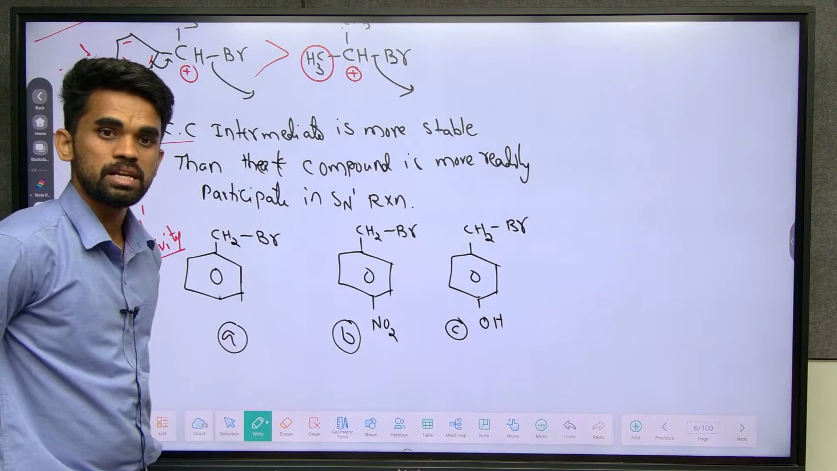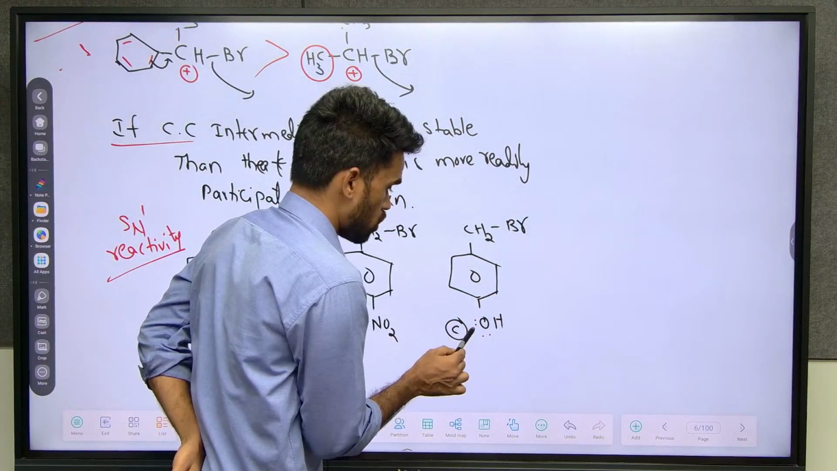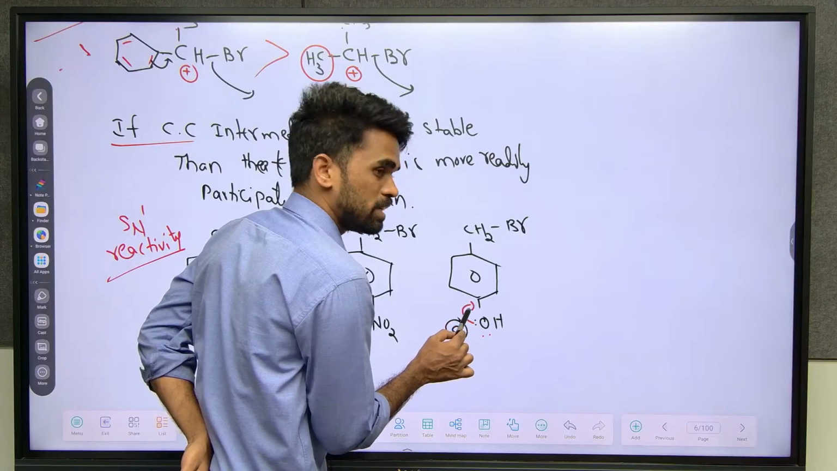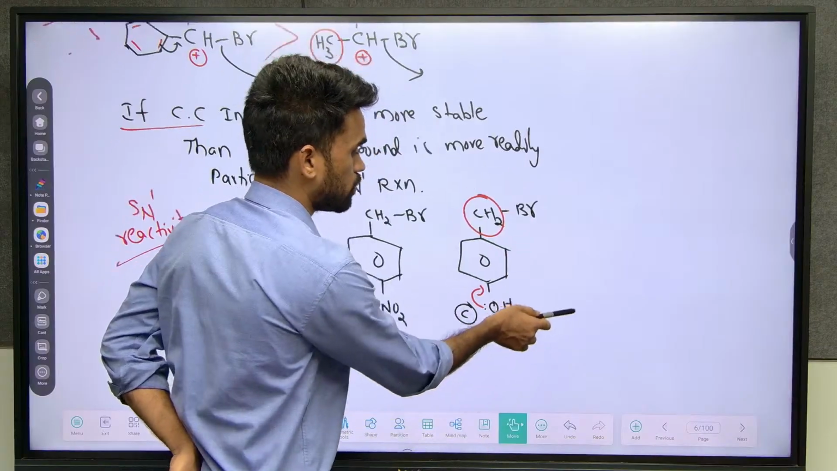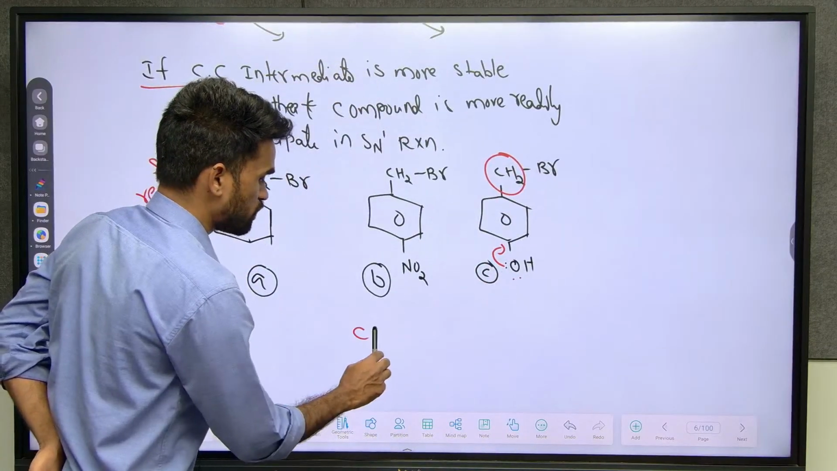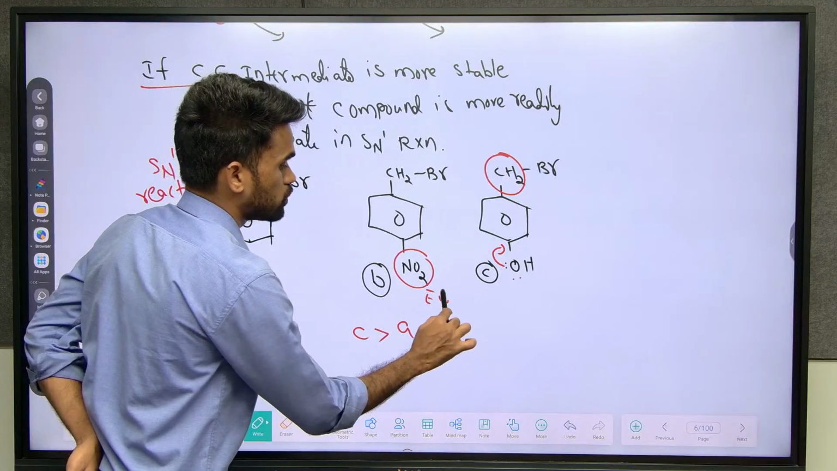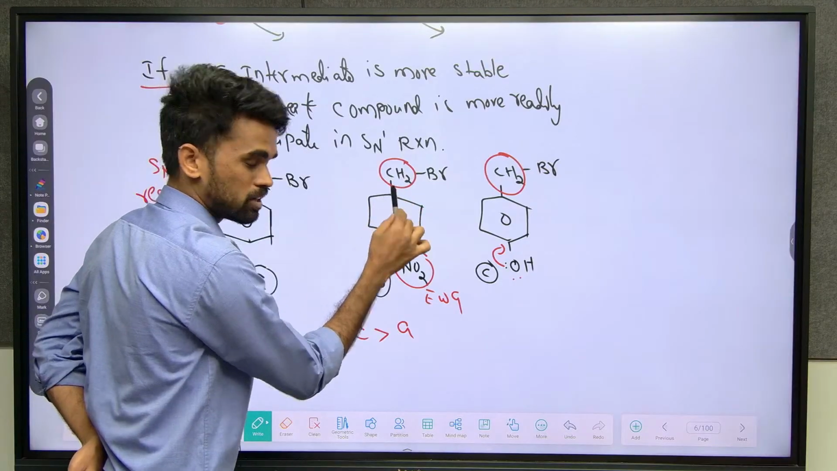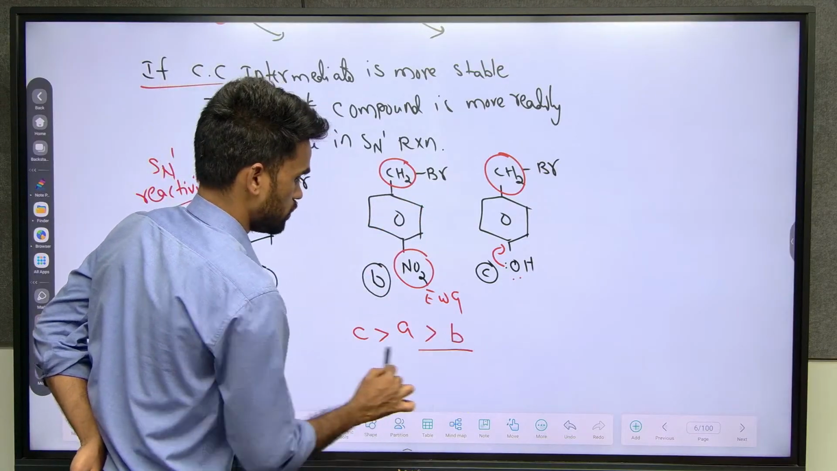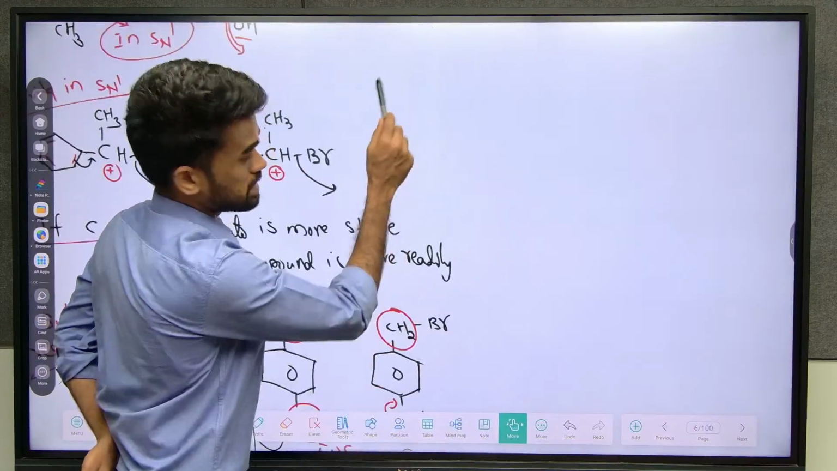Why is C more stable? Yes, OH is an electron releasing group. Strong mesomeric effect strongly activates the ring. It will stabilize this carbocation. So which is more reactive? C. Okay, C. After C? A. Because here the electron withdrawing group destabilizes the carbocation formed. So it means it is least reactive. Got it everyone? Yes. Let's move forward with the SN1 reaction.